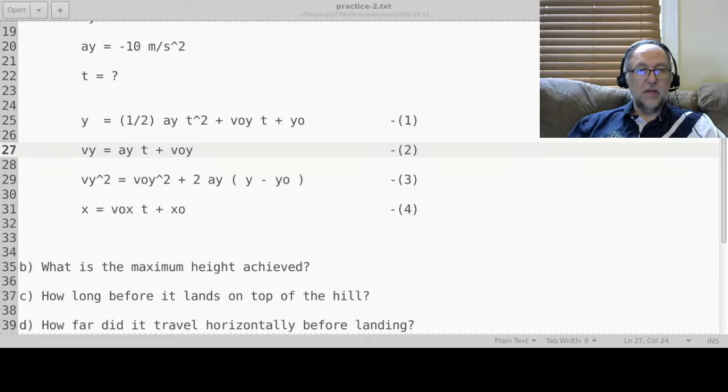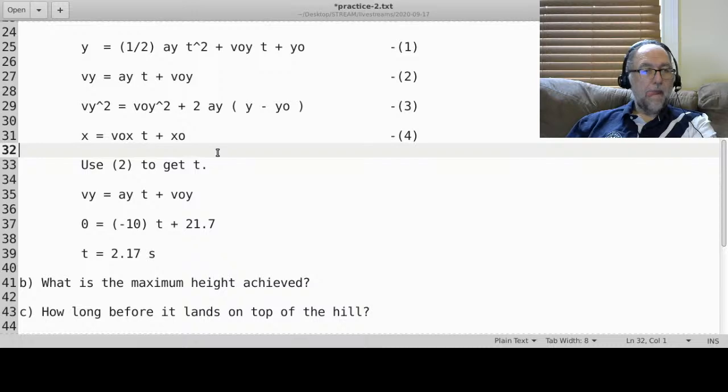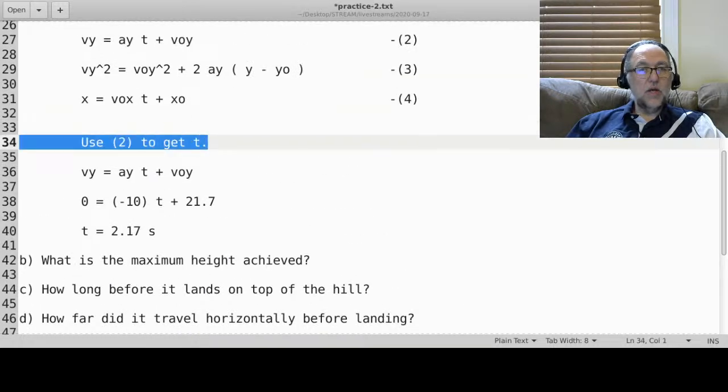It's really simple to solve. Again, cut and paste. Use equation number two to get the time. So Vy is equal to ay t plus v naught y. Just substitute in: Vy is 0, ay is negative 10, t is the unknown you're solving for, and v naught y is 21.7. Bring the negative 10t to the other side, divide both sides by 10, and you get that t is equal to 2.17 seconds. That's the time it takes to get to the maximum height.